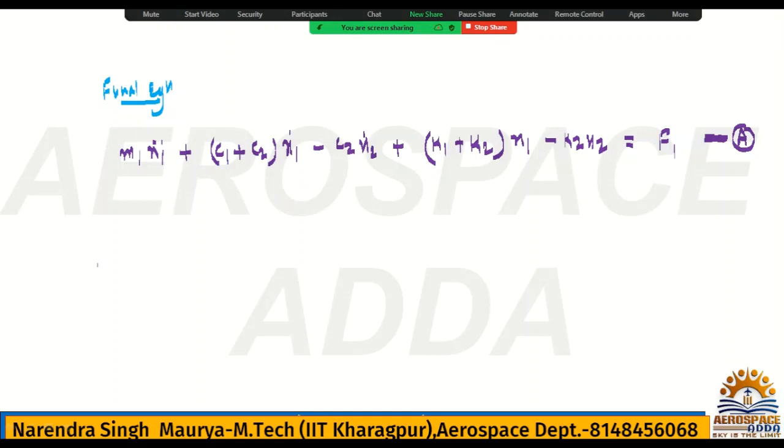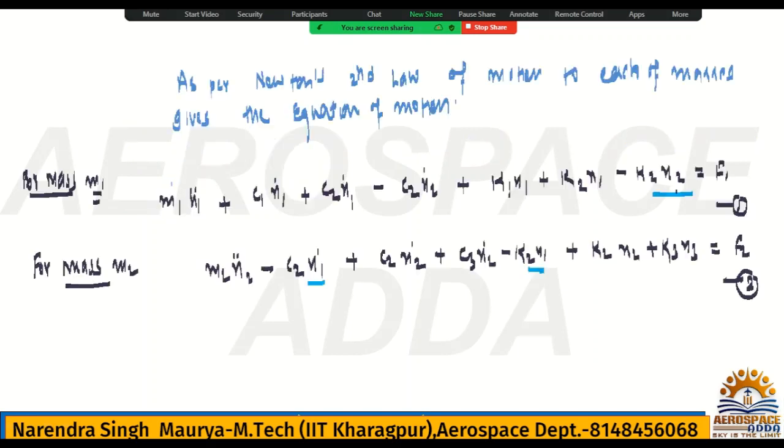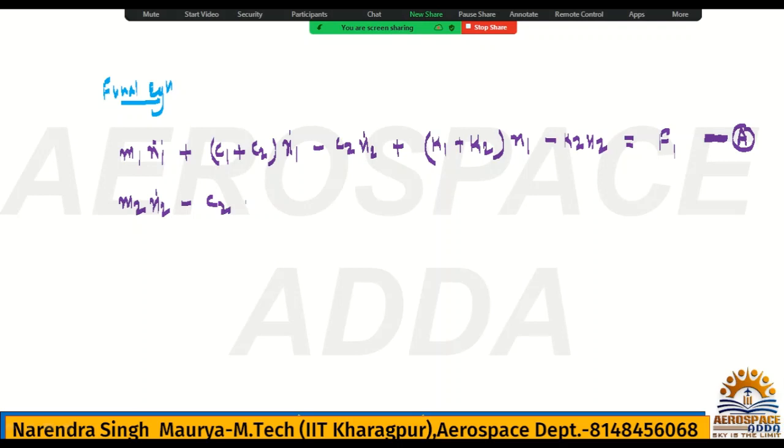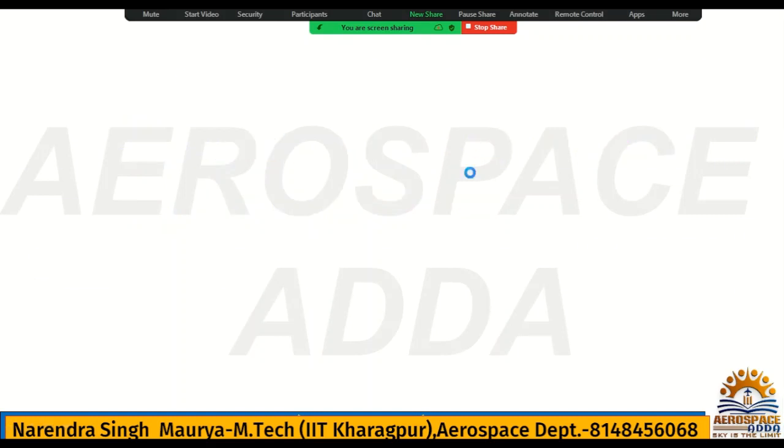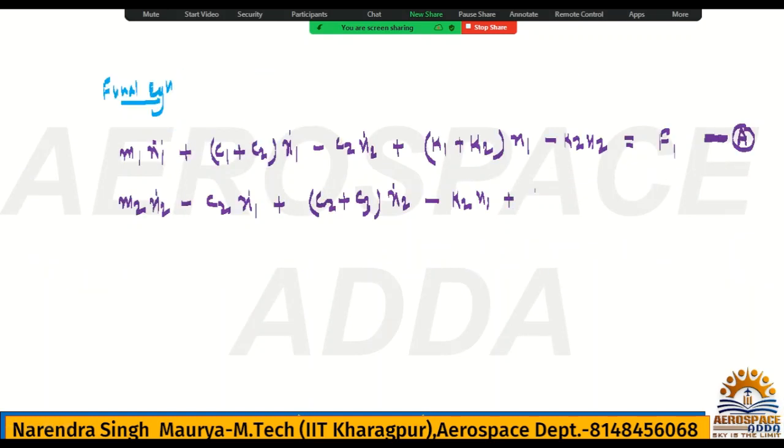Similarly we can write the equation for the second one. So m2 x2 double dot, here also we can take common, minus c2 x1 dot, and x2 dot we can take common, so c2 plus c3 times x2 dot, and then minus k2 x1, and you take x2 common, so k2 plus k3 times x2 is equal to f2.